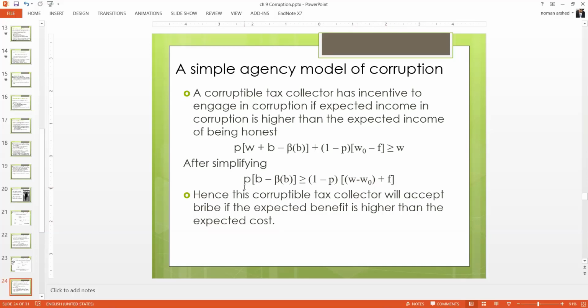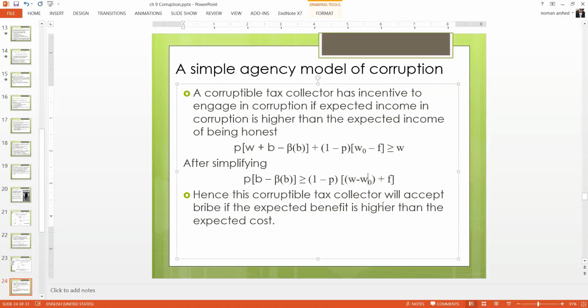So if the probability of success is high, he will do corruption. If the bribe is high, he will do corruption. If the cost of hiding the bribe is low, he will do corruption. If the probability of being caught is high, he will not do corruption. If the government wages are higher than the private sector wages, he will not do corruption. If the fine is high, he will not do corruption. Hence, the corruptible tax collector will accept a bribe if the expected benefit is higher than the expected cost.